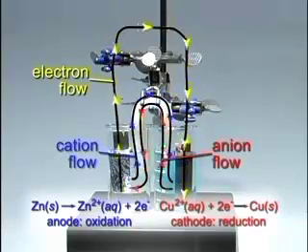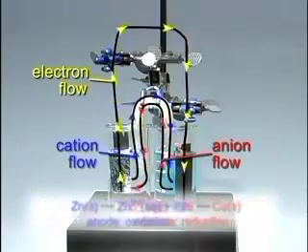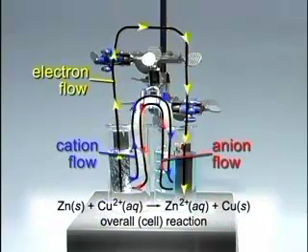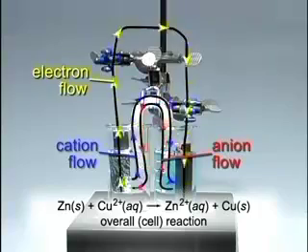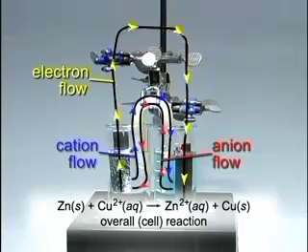The oxidation of zinc metal in the anode combines with the reduction of copper 2 ion in the cathode to give the overall cell reaction. Under standard conditions, this cell generates 1.10 volts of electricity.